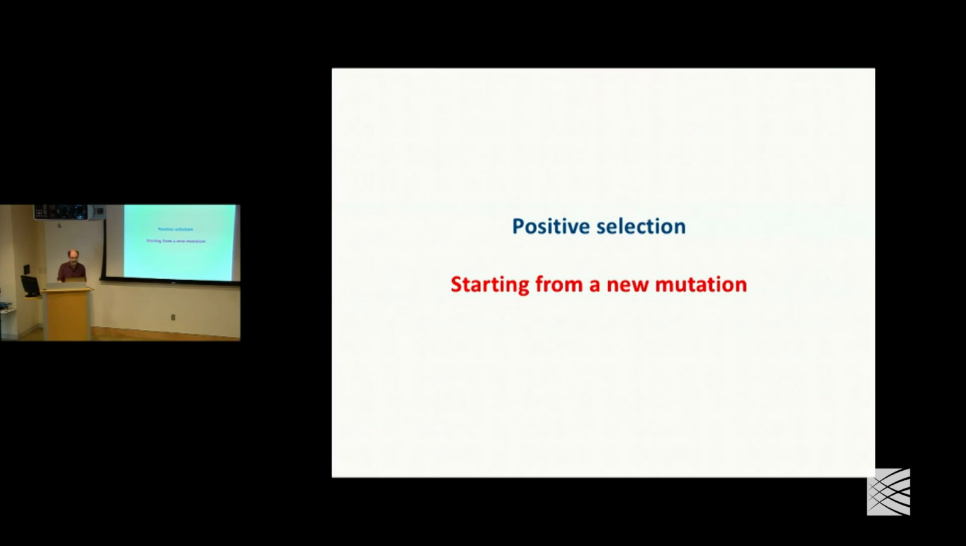Okay, so I'm going to talk about positive selection now. In particular, I'm going to start with positive selection that starts from a new mutation or a very rare mutation, because it's the classic ideal case. You have a population, and there's a new mutation that makes you better, and that then spreads in the population.